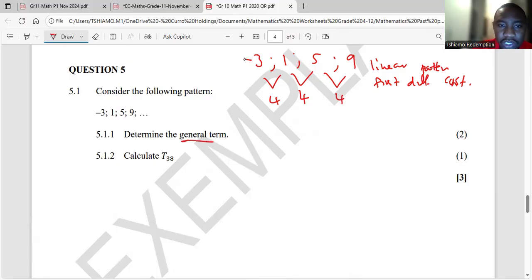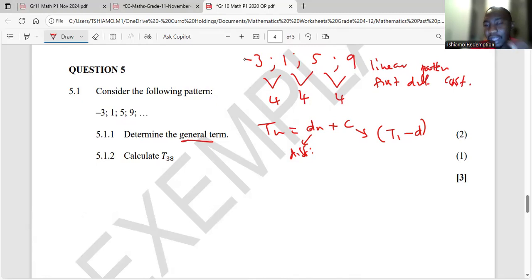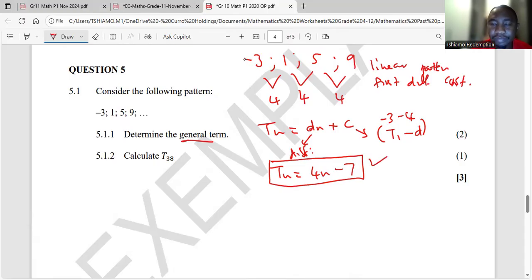Now the first question says determine the rule. The rule is given by dn plus c, where d is the constant difference and c is the difference between term 1 and the constant difference. So Tn will be 4n. What is term 1? Term 1 is -3 minus 4, so -7. That is your answer. A positive and a negative will give us a negative.